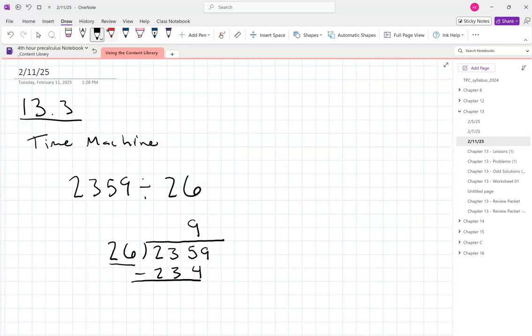And you kind of subtract down. You have 19. So 0 times this 26 go into 19. And you have like remainder 19, right? So you'd say the answer to this problem is 90 plus 19 26ths.